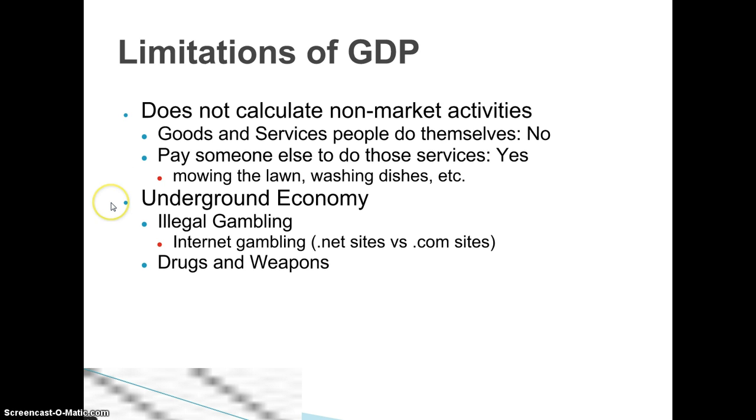Okay. Another limitation is the underground economy. Illegal gambling, illicit drugs, weapons, the black market is not covered by GDP.